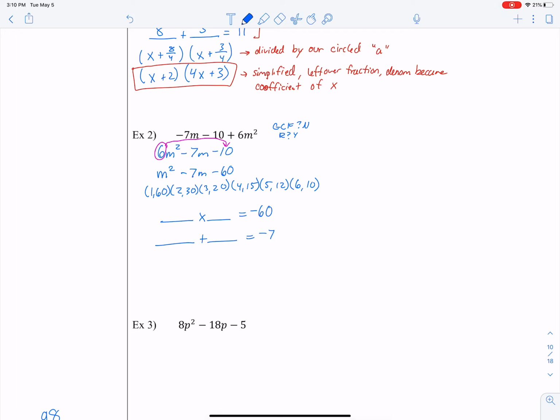Okay, so we need to look at our different pairs here until we get ones where we can figure out a way to subtract till we get to minus 7. So this won't work, this won't work, this won't work, this won't work. If we have negative 12 and we add 5 to it, it's going to give us negative 7. So minus 12 and 5, minus 12 and 5.